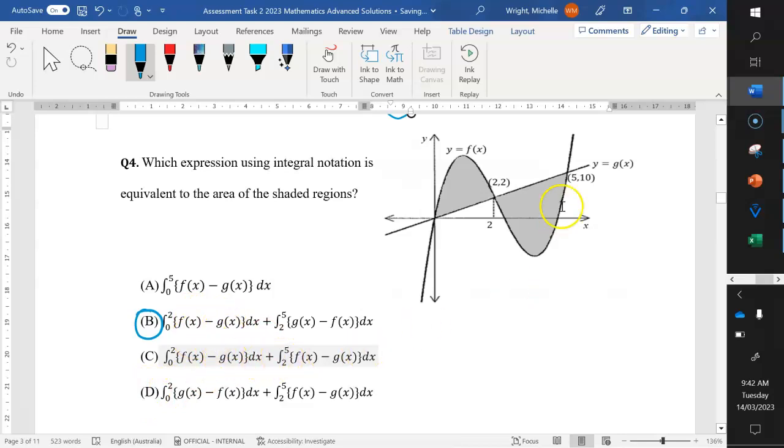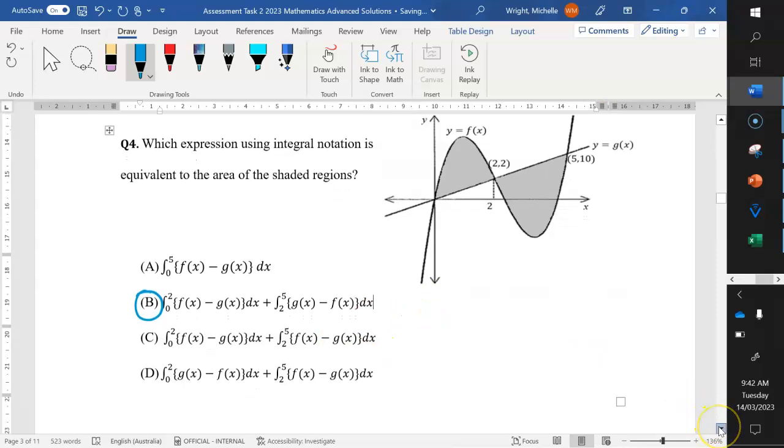My second is between 5 and 2. So that's good. These guys are both between 5 and 2. In the second part, my g of x is above my f of x. So I want g of x minus f of x, which is why it's B, because the C is the wrong way around. So again, pretty straightforward if you knew your work.